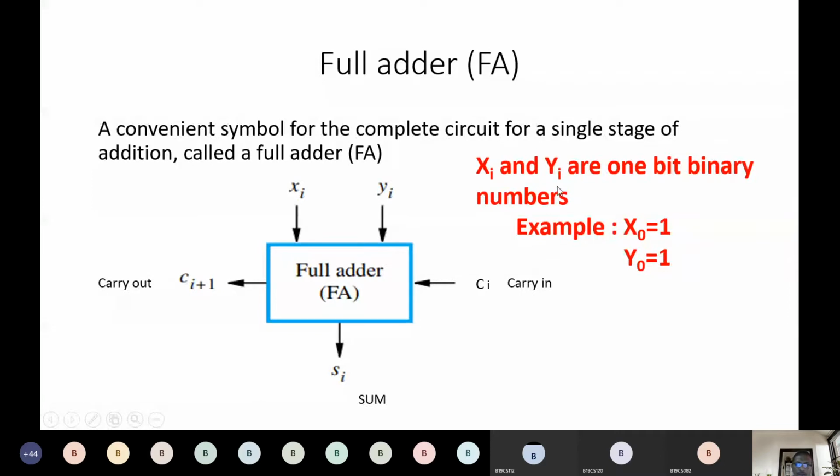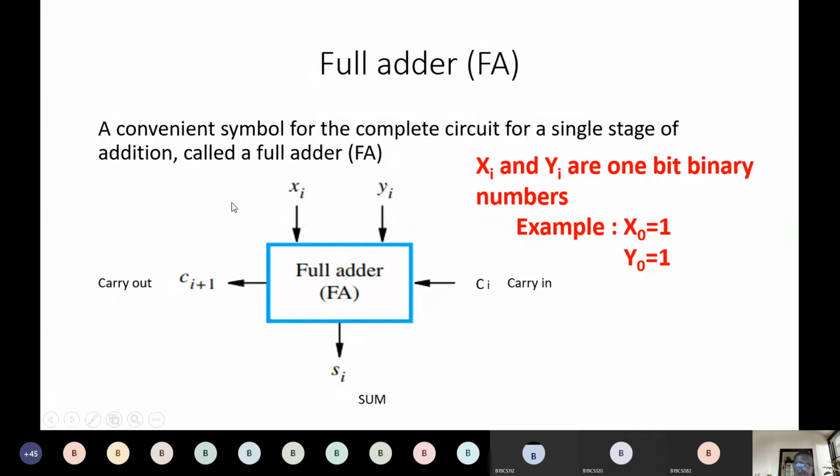Remember, X is a 1-bit binary number, Y is also a 1-bit binary number. For example, assume X0 is 1, Y0 is 1. And remember, we may have a carry in also. Starting carry in may be 0. So 1, 1 and 0, and we finally have a sum. So what is 1, 1 and 0? When we add 1, 1 and 0, we get 1, 0. So we keep the sum as 0 here, and carry out will be 1.